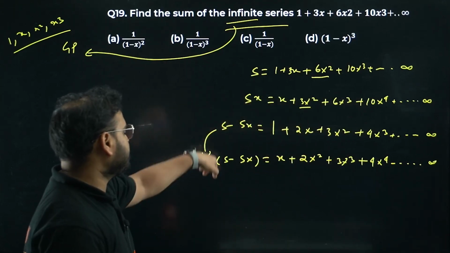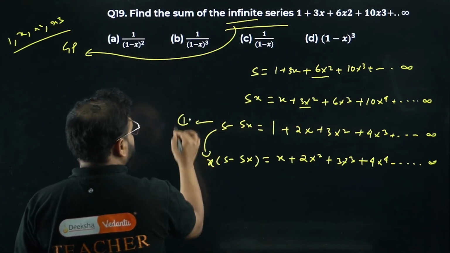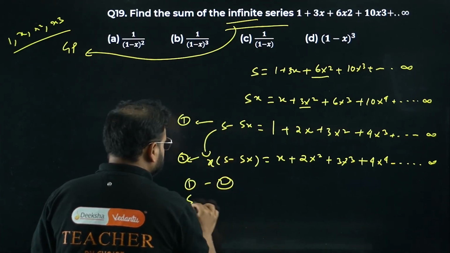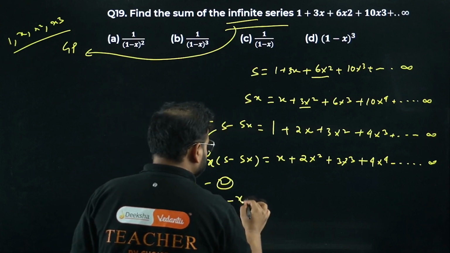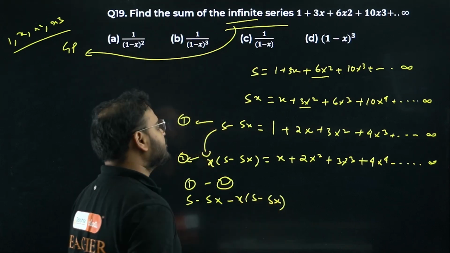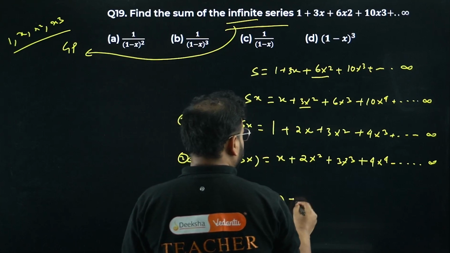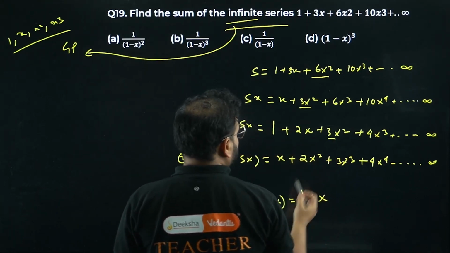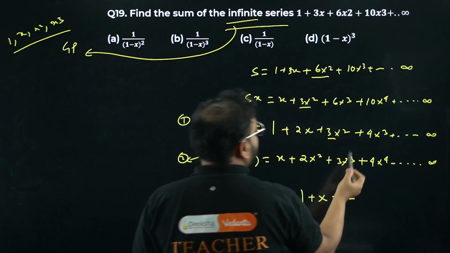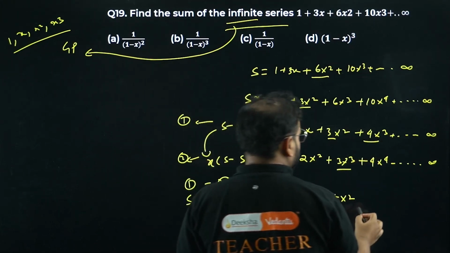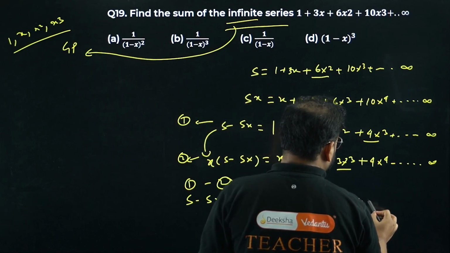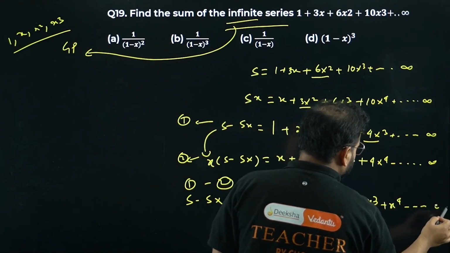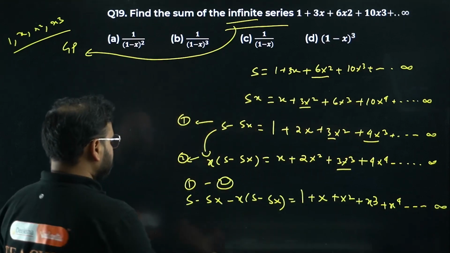Now subtract these two, this minus this. If this is my equation number 1 and this is my equation number 2, I'm asking to do what? 1 minus 2. Please check here what I get. S minus sx minus x times of s minus sx. Please check, I get what? 1. I have 1. 2x minus x will be simply plus x. 3x square minus 2x square, how much that will become? Plus x square. 4x cube minus 3x cube will become, sir, how much? Please check. We'll have simply x cube, and same way you can keep going as x power 4, so on till infinity. Okay, so simplify on this side, what I get?